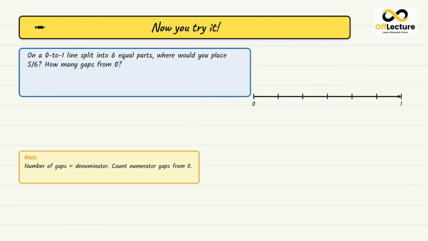Now you guys have to try it on a 0 to 1 line split into 6 equal parts. Where would you place 5 by 6? That is, how many gaps from 0? Okay. So the hint is very simple. First of all, you have to divide your number line 0 to 1 into a number of gaps equal to the denominator, and then you have to count numerator gaps from 0.